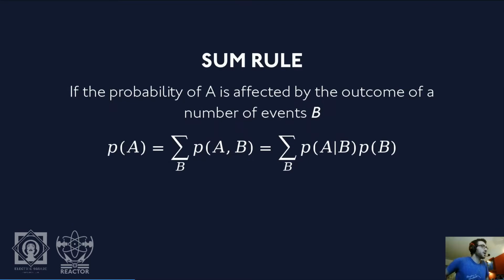And then we also have the sum rule. So if, let's say, we want to work out the probability that some event A will happen, and we know the conditions that could cause that to happen. So we have, let's say, events B, and we know that A will happen given these different types of B. Then by summing all of those together, we can calculate the probability that A will happen.